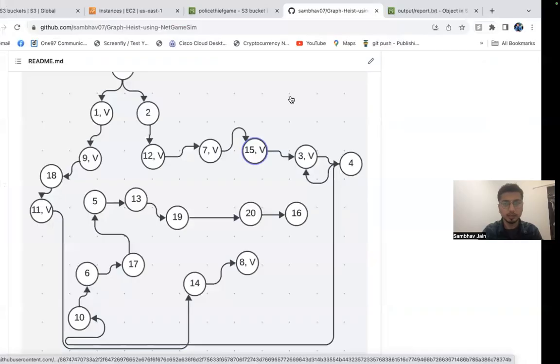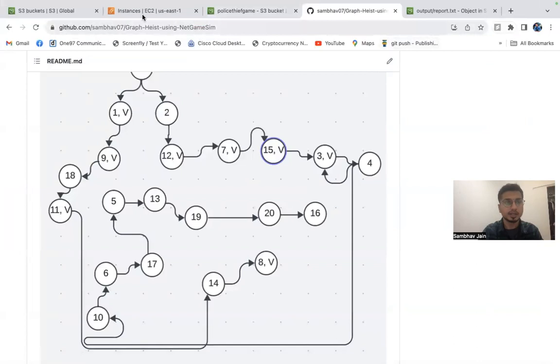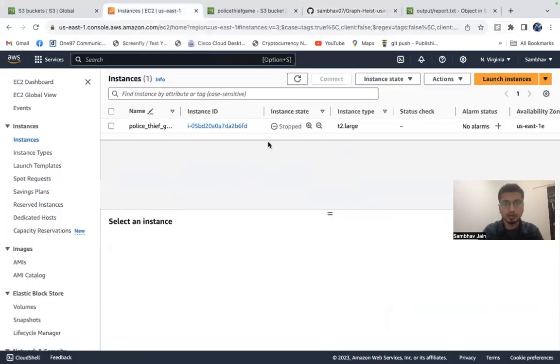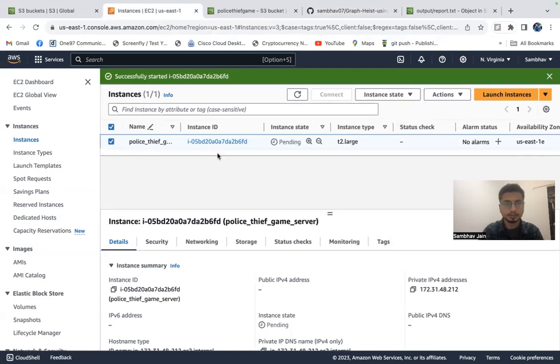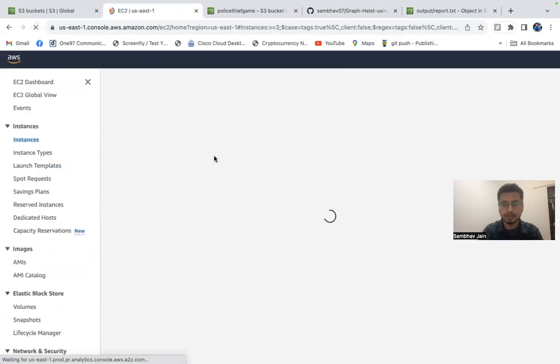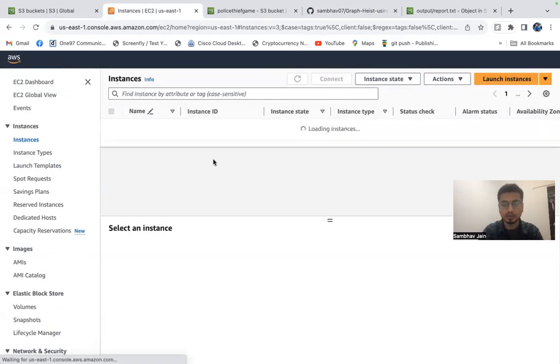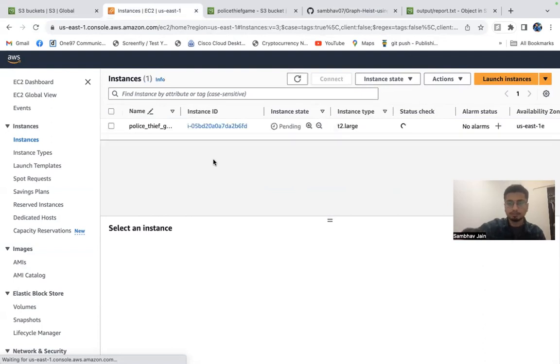So this is our report. And then let's execute this on an EC2 instance. I've already created the instance here, already tried and tested it. So what I'll do is I'll just start the instance. It'll take a few minutes, maybe 2 to 3 minutes probably. We can wait till then.